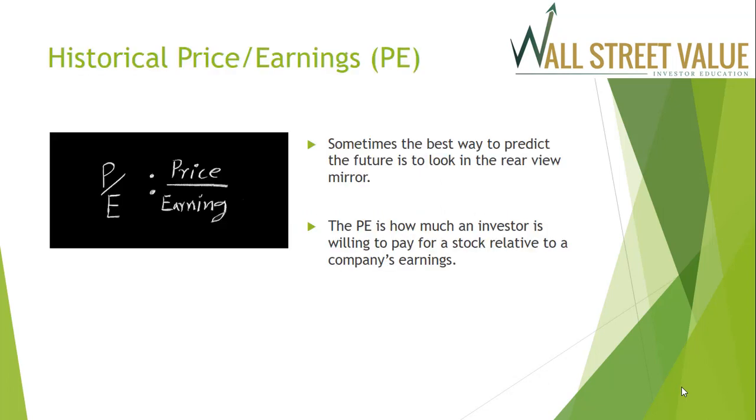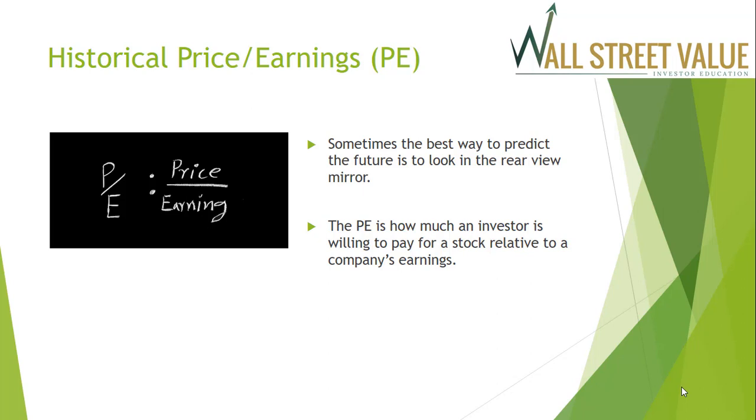So when we're doing calculations to come up with an intrinsic value for a company's stock price, there's a couple different ways we can do it, and some of those methods involve predicting what the company can do in the future. Now, that's not always an easy thing to do, so sometimes the best way to predict the future is to look in the rearview mirror. And one of the ways we do that is taking a look at where the price to earnings is of a company right now compared to its historical price to earnings.